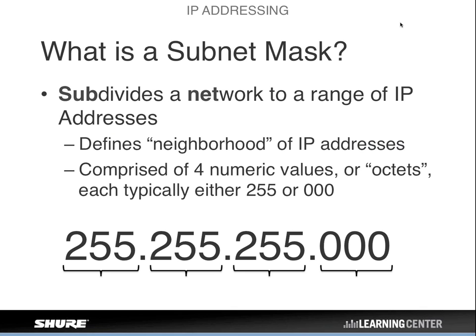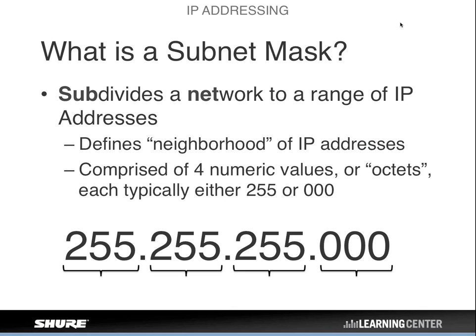When a subnet mask is defined, it builds a little community where network devices can communicate with one another, and it sets up the rules for which IP addresses are considered in that subnet and out of that subnet. And that's absolutely vital when you're getting network devices to communicate with one another.